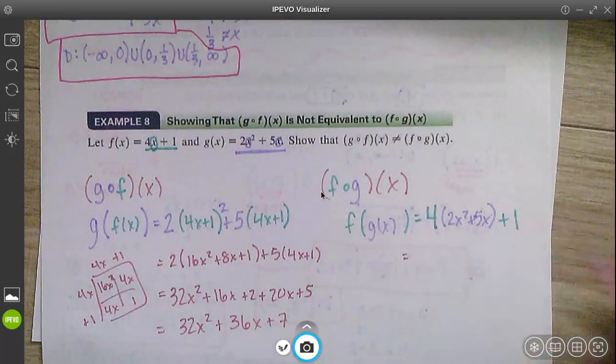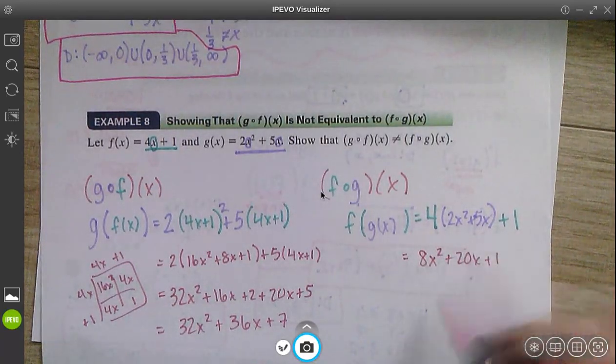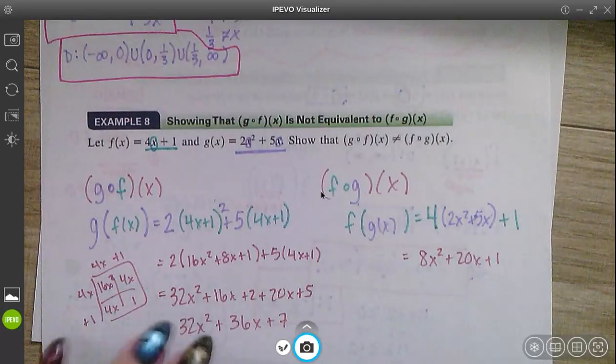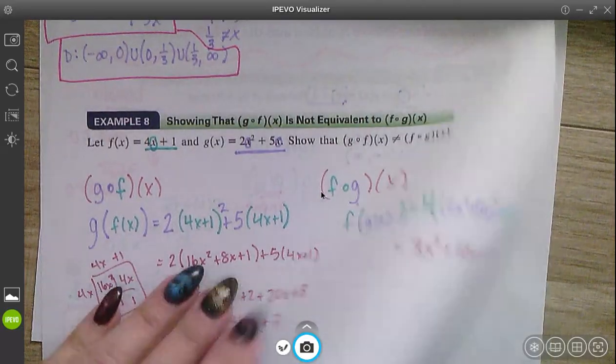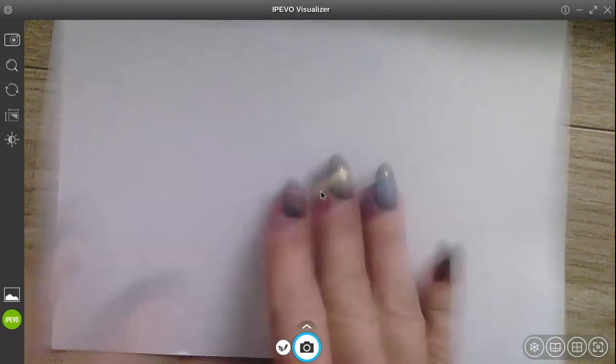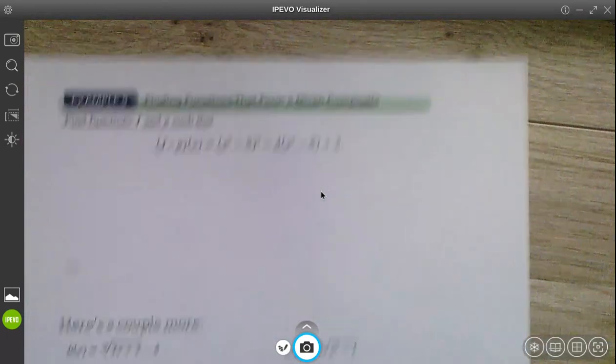F circle G, I distribute that 4. And there are no like terms. So F circle G is this, G circle F is that. And we have now shown that they are not the same thing. Occasionally they are the same thing. They are going to be the same thing if the functions are inverses of each other for sure. And there may be other times, but that's the only one I can think of off the top of my head.